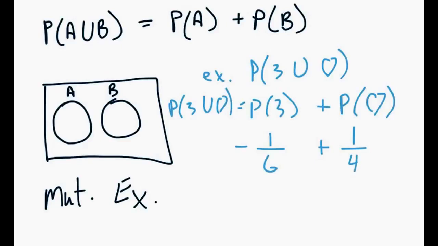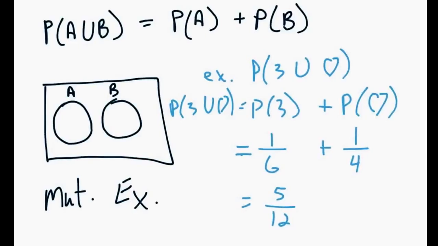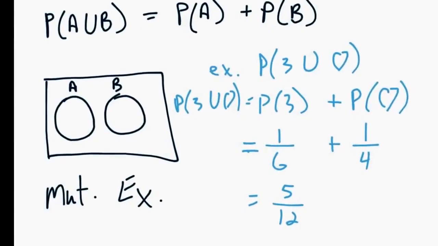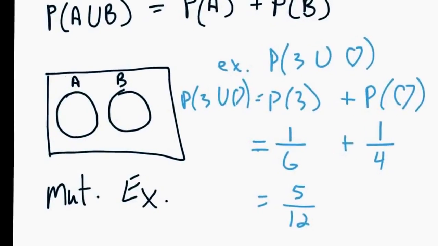So that means our probability of getting one or the other would be 1/6 plus 1/4. You can do those on your calculator or in your head, whichever. And that would give us 5/12 if I do that right in my head. So that's it. If they're mutually exclusive, the key idea is to make sure there's no overlap, and if there's no overlap, just add the two probabilities together and you're done.